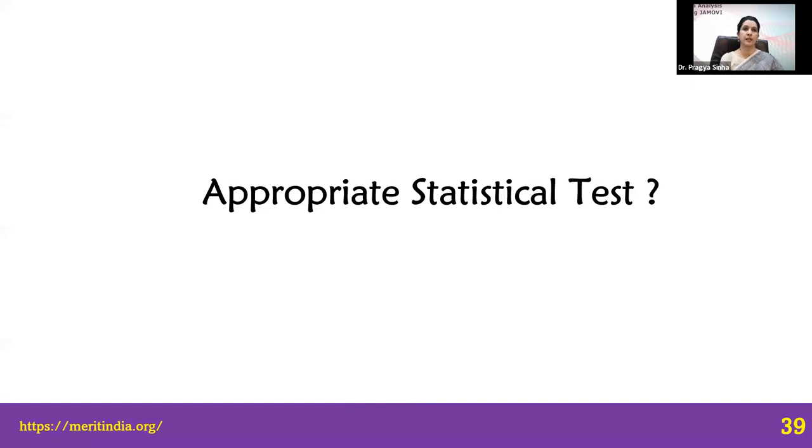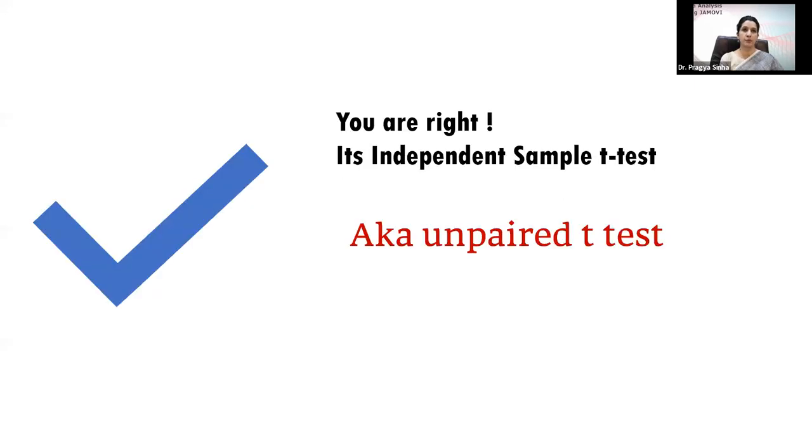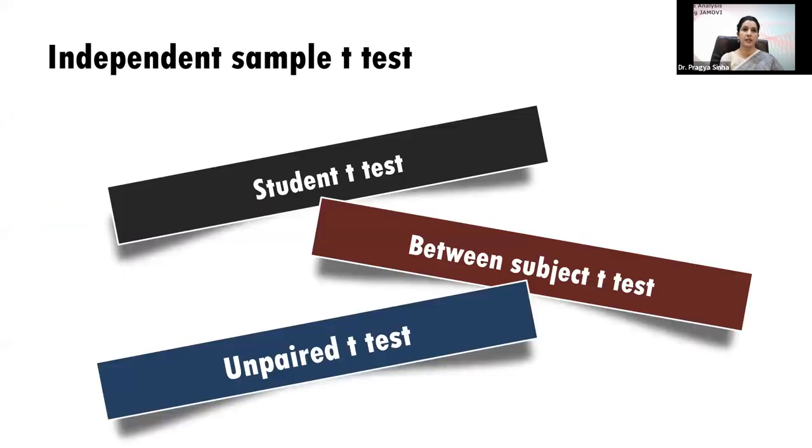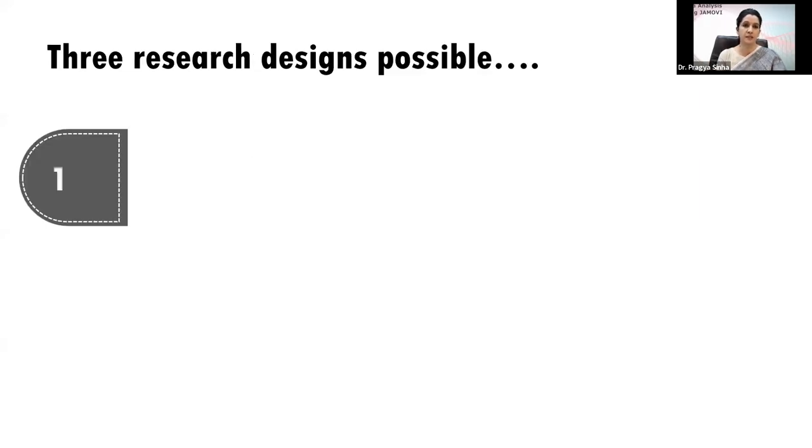So the appropriate statistical test for such research questions is the unpaired t-test, which is also known as the independent sample t-test or student t-test or between-subject t-test. And many people call it an unpaired t-test also, because you will learn there is a paired t-test. So this is just the opposite of that, which is the unpaired t-test.